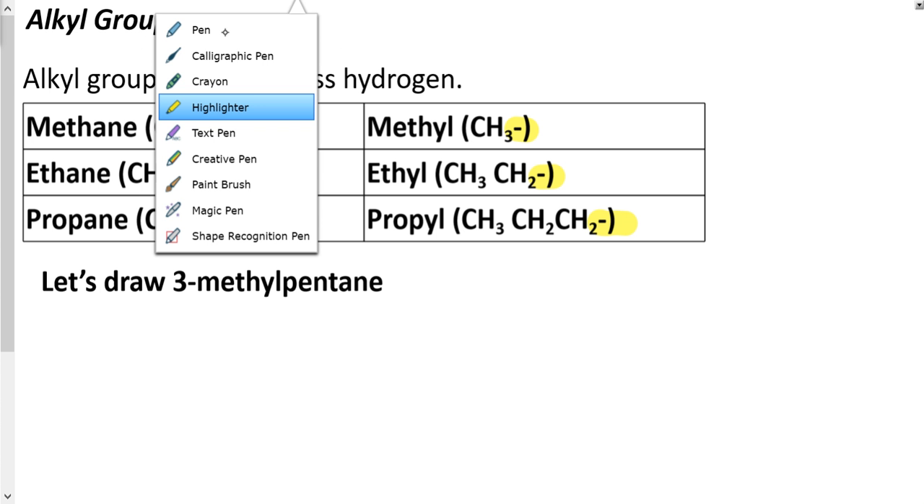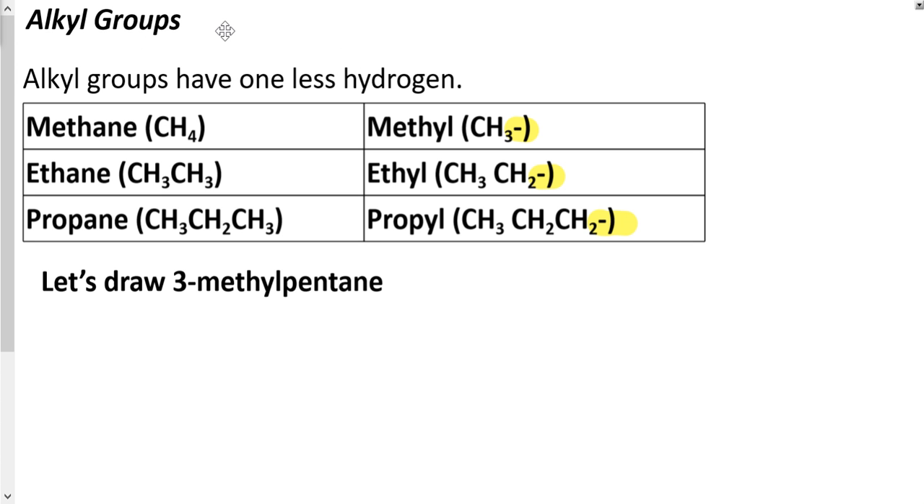So let's draw 3-methyl pentane. I understand that we haven't learned about drawing alkyl groups, but at least we should be able to draw pentane. Please pause the video and draw pentane and check if your answer is correct. So for pentane, pent means 5 and A-N-E means all single bonds, right? So I drew 5 carbons, all of them are attached with a single bond.